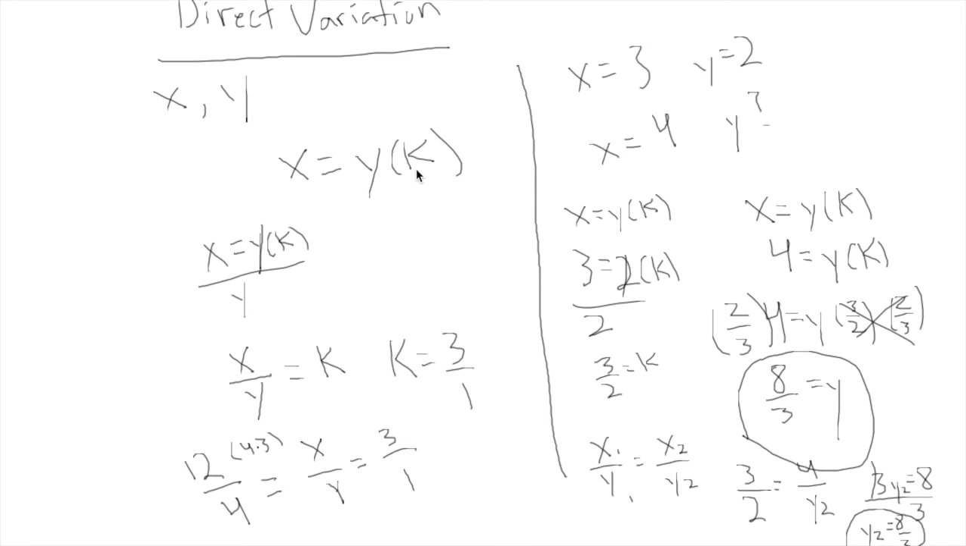K could be 3, for instance. So if y is 2, 2 times 3, x is 6, and then if y is 3, x is 9.